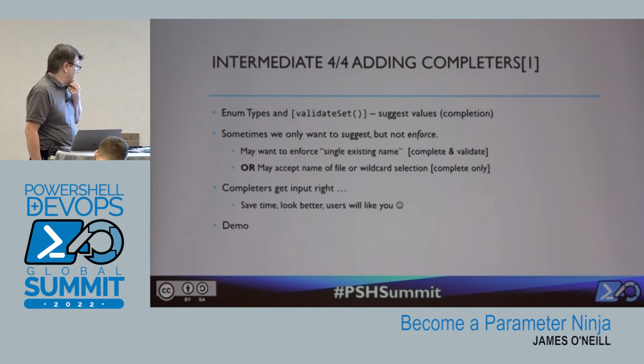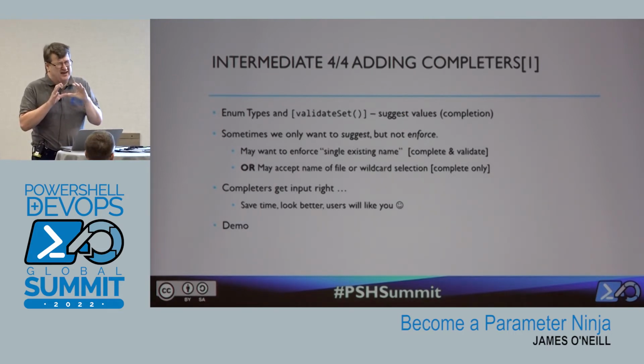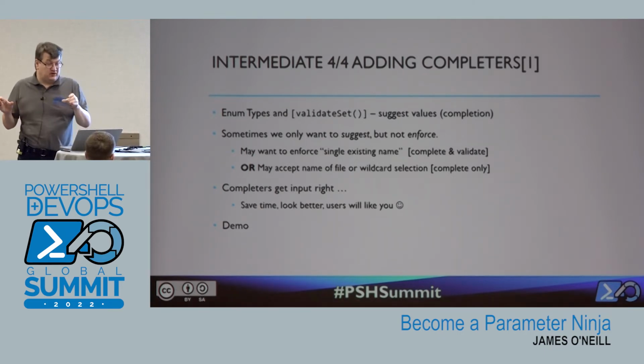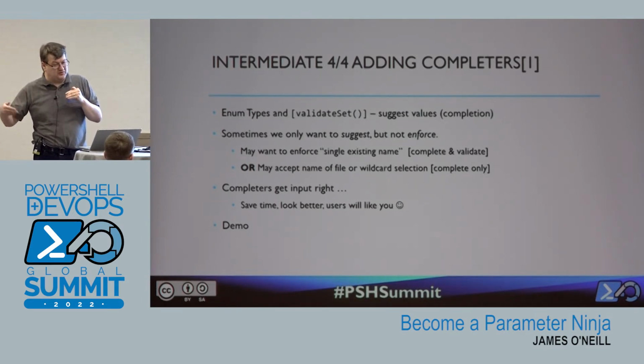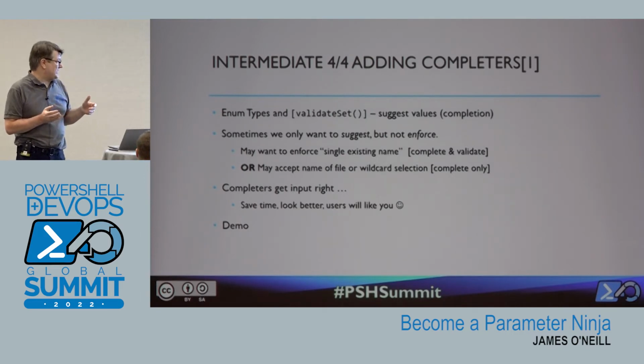And the final thing, for intermediate, is the first stage of adding argument completers. I'm a huge believer in argument completers. I've been going on about them for years, and they fit in a neat gap where we're not doing validation. So if we use something like validate set, that will help us tab complete the values. If we have an enum, that will help us tab complete the values. But if we put anything in outside that set, it's an error, okay?